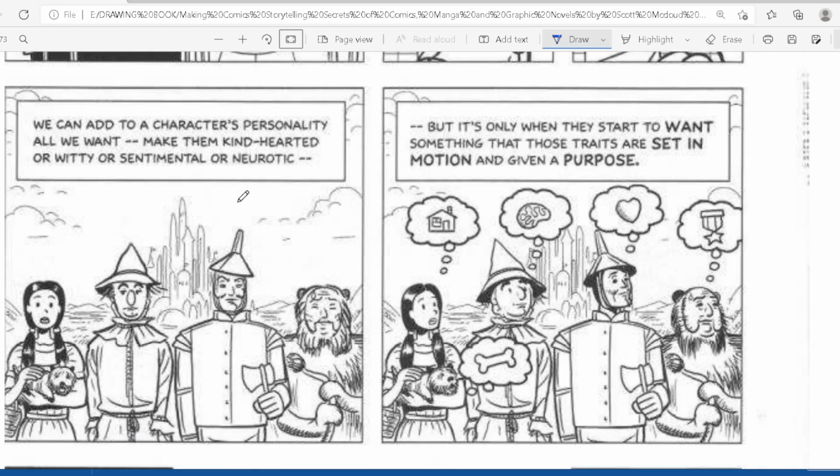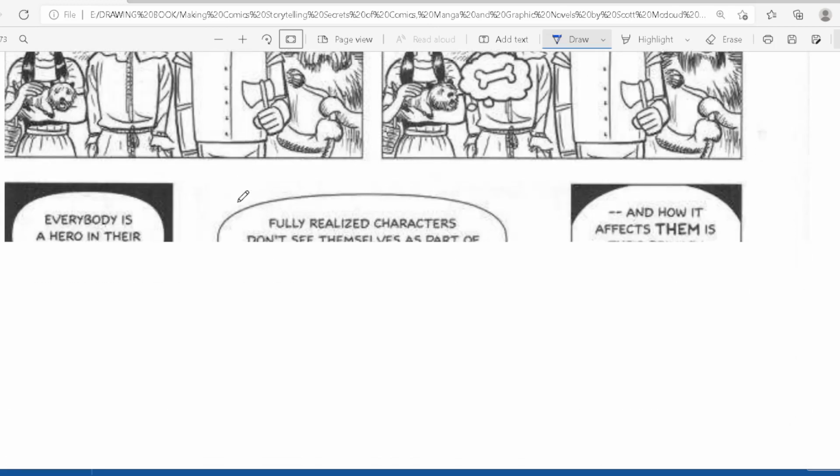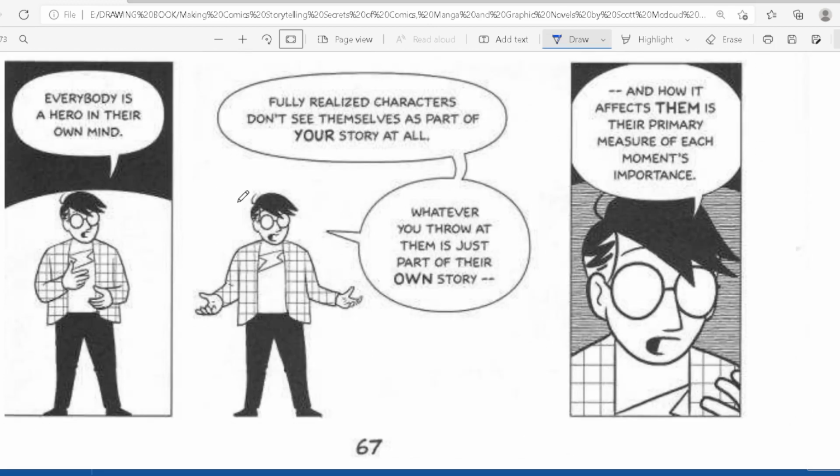But it's only when they start to want something that those traits are set in motion and given a purpose. Everybody is a hero in their own mind. Fully realized characters don't see themselves as part of your story at all. Whatever you throw at them is just part of their own story, and how it affects them is their primary measure of each moment's importance.